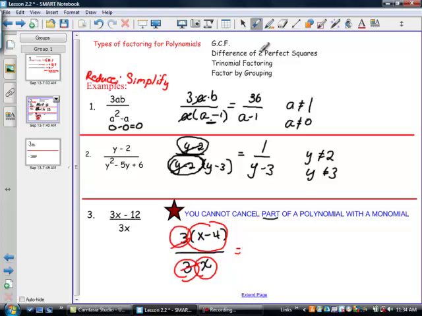So my final answer is x minus 4 over x. That's your answer. You cannot cancel these x's because that would be part of a polynomial. This is a polynomial canceling with a monomial. No. These are not factors. This is one whole factor and this is another whole factor, and they're not the same. One is x and one is 4 less than x. So they can't cancel any which way. This is your final answer.